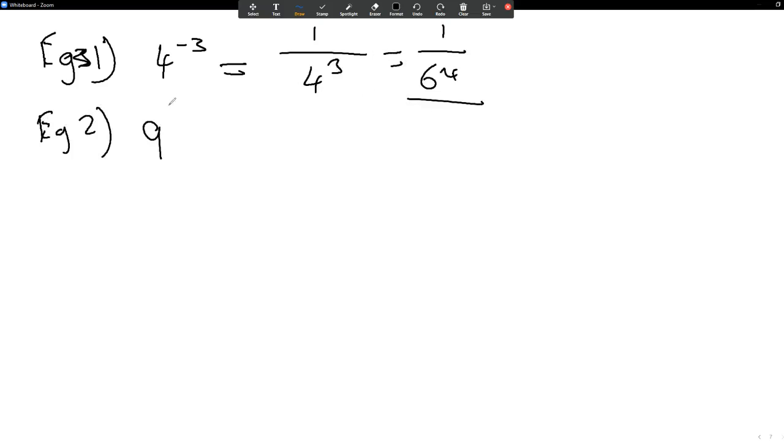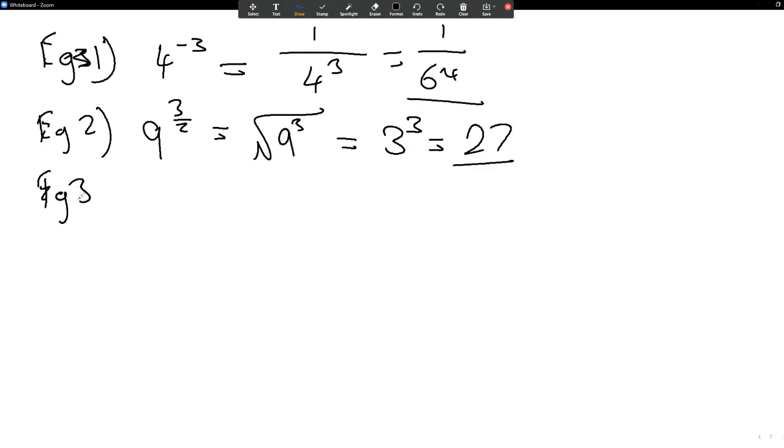The next thing is 9 to the power of 3 over 2. Well, what we can do is use the fractional indices rule to get the square root of 9, to the power of 3. And the square root of 9 is just 3, to the power of 3. And again, we're cubing 3, which we know is 27.